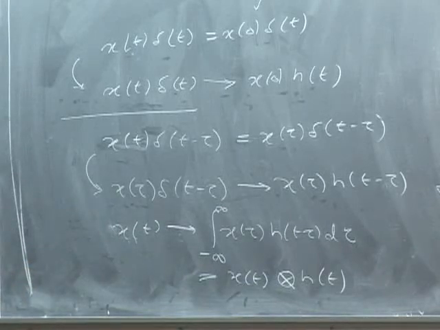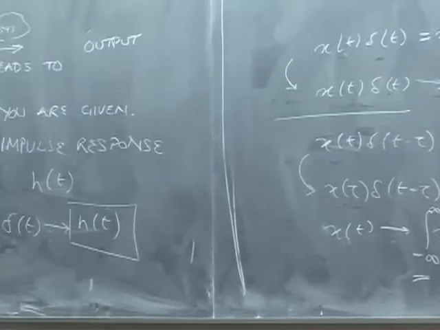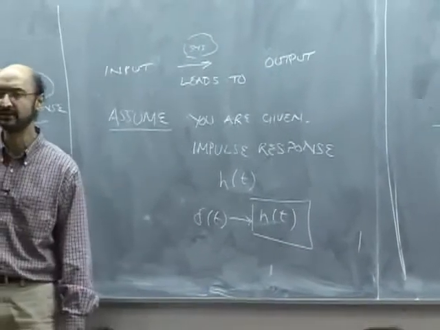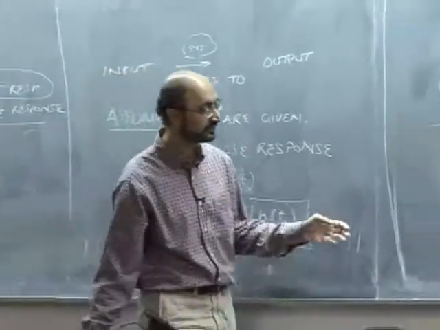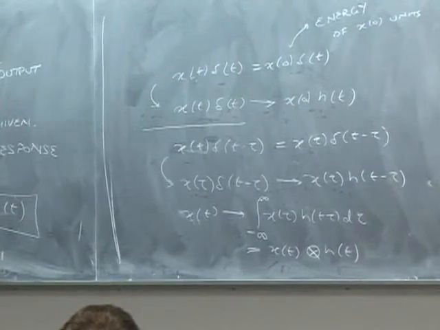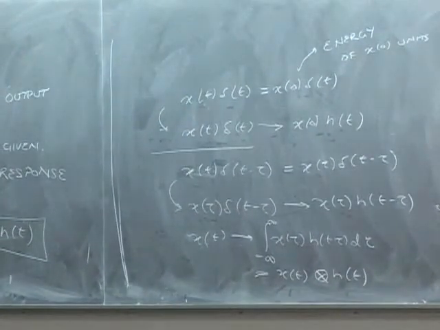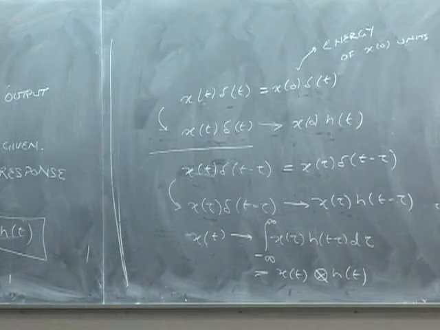So this is a huge result. It's a huge result because what it's saying is that I am giving you ht, and no matter what the input xt is, as long as the system is linear and time invariant, the output is going to be the convolution of xt and ht. That's it. So I give you ht. In some sense, the system is completely defined by h of t.